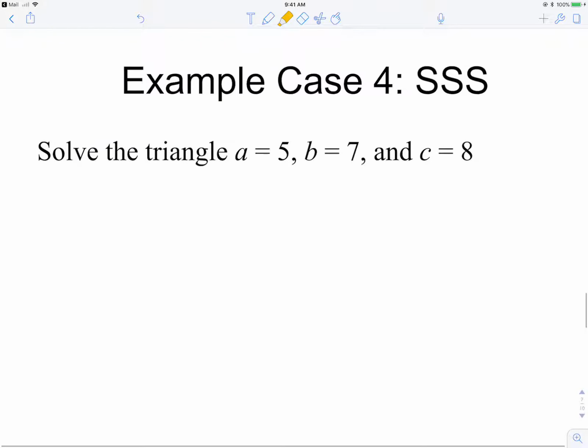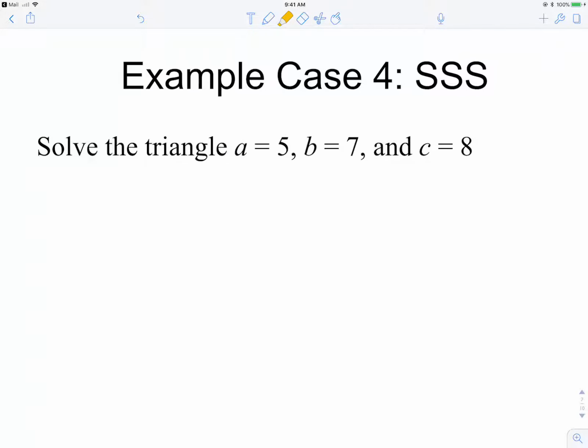All right, so the last case, side, side, side case. If we're using law of cosines, we can solve for any of the angles first. Like we can go in alphabetical order. That sometimes helps keep your work organized. If you wanted to switch to law of sines, then you would want to solve for your largest angle first. You would want to solve for angle gamma.